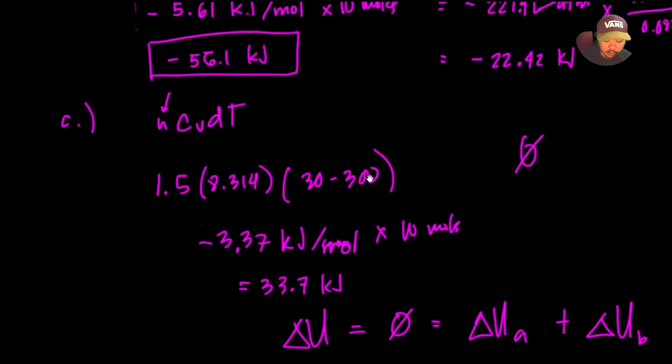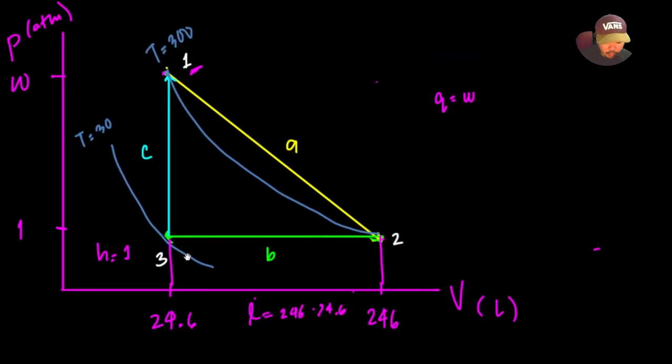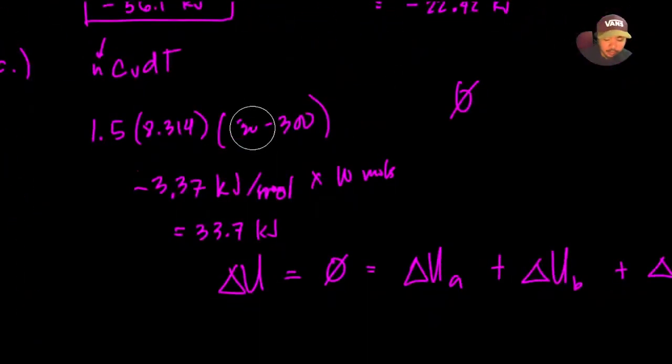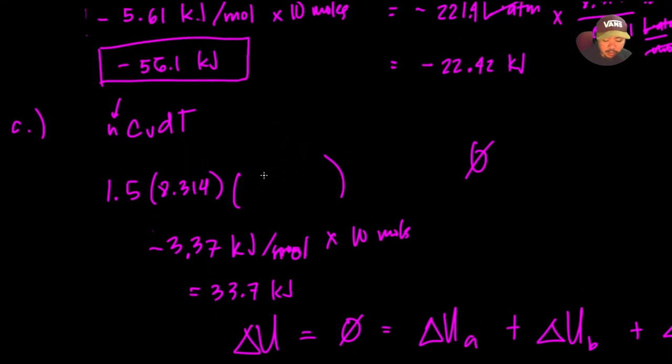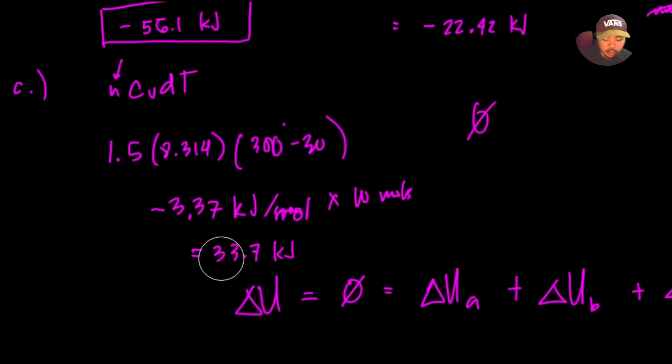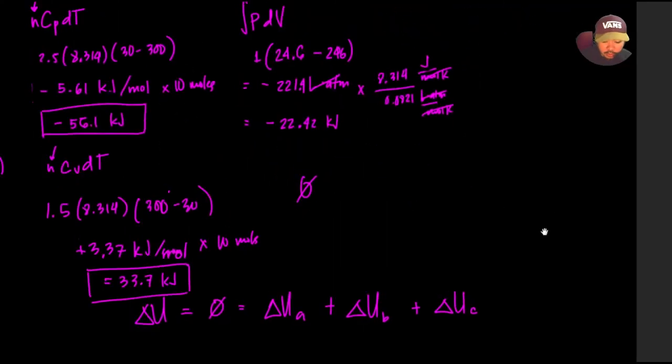And by the way, may na-discover din ako mali dito, no? Kasi ginawa ko 30 minus 300. But if you look at it, the final state is 300. And initial natin is yung 30. So we're moving from itong T equals 30 papunta sa T equals 300. Tama? So dapat ito, for this, itong path C na to, this should be 300 minus 30. Tama? So that should give me now positive dapat siya. Positive 33.7 kilojoules. Okay?